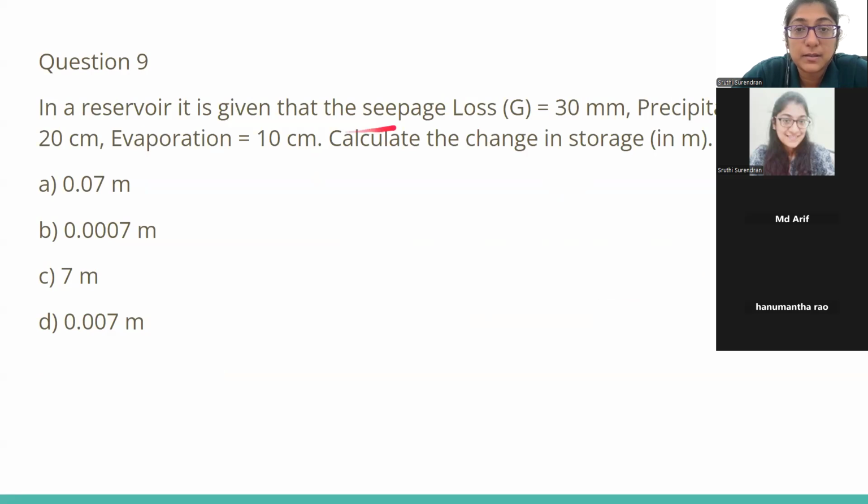Here they've asked to find the change in storage, if the seepage loss is 30 mm, precipitation is 20 centimeters and evaporation is 10 centimeters. This requires using the water budget equation in its proper form. So do find out the answer. I'll only go to the solution once I get the answers in the chat box.